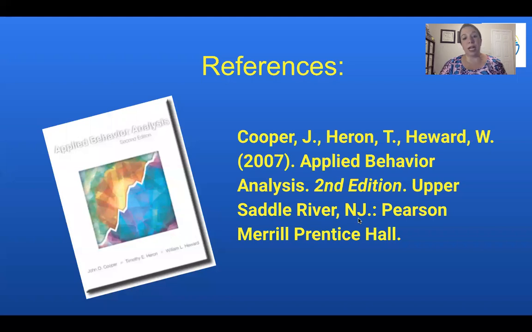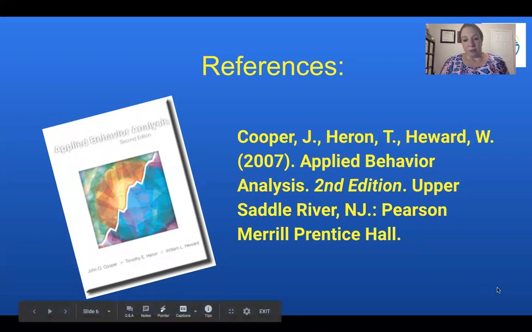My references for today have been the Cooper 2nd edition book, specifically chapters 14 and 15. I have been all over those two chapters, so just go to them if you have any questions about the information I gave.